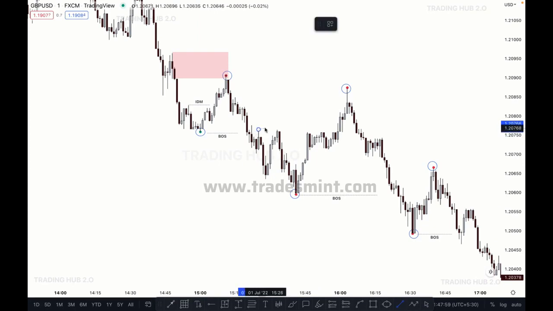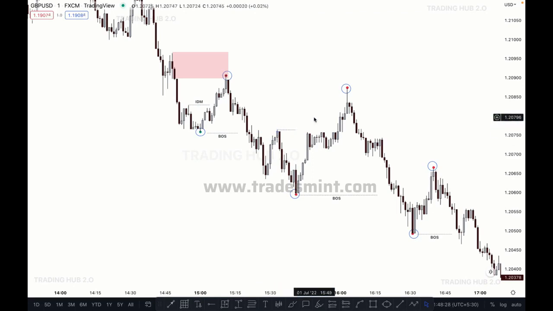The same thing happened here: the market broke the structure and pushed downside, and after breaking this structure, our recent high is here. Now you can see the market did not break this high, and then the market created a new low here. So now our inducement shifts here, right. So this high becomes our new inducement.